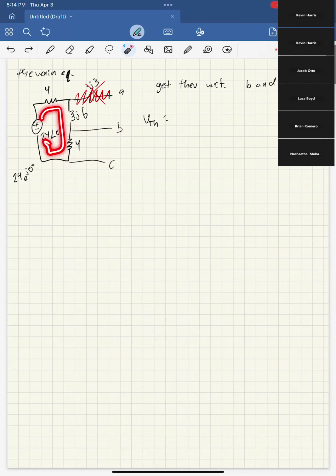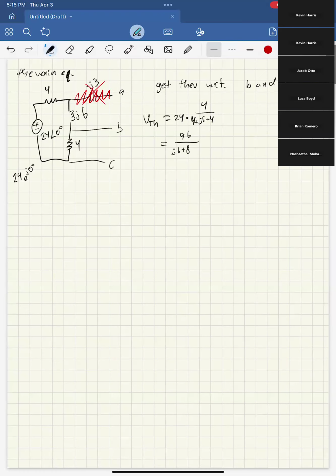Luckily for us, these are all in series. This is as simple as a circuit can get. So we just need to do a voltage divider equation with this resistor. VTH is going to be equal to that 24 volts as the input times 4 over 4 plus j6 plus 4. This is a 4, not a 9. Sorry about that. Okay, so then this becomes 96 over j6 plus 8.